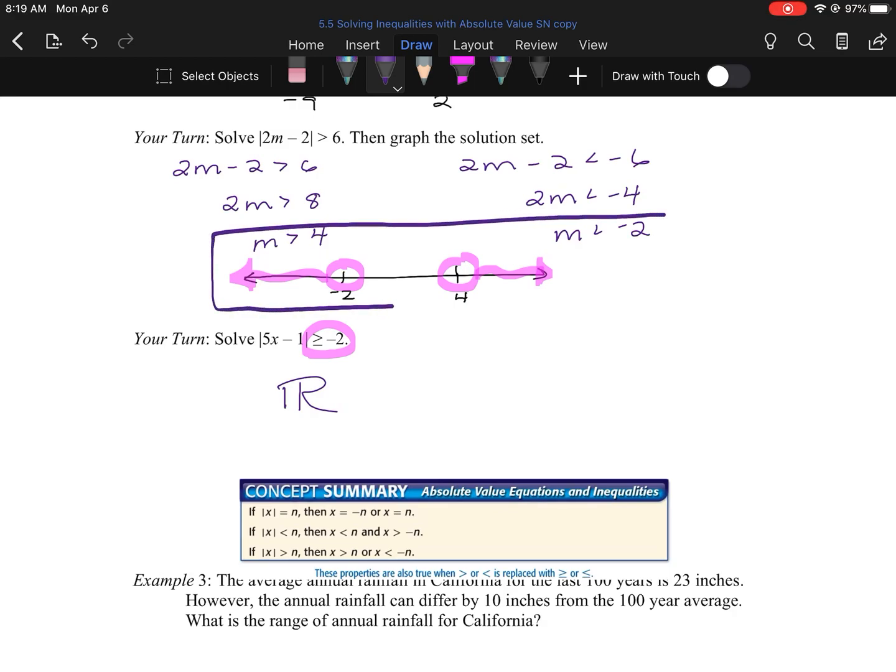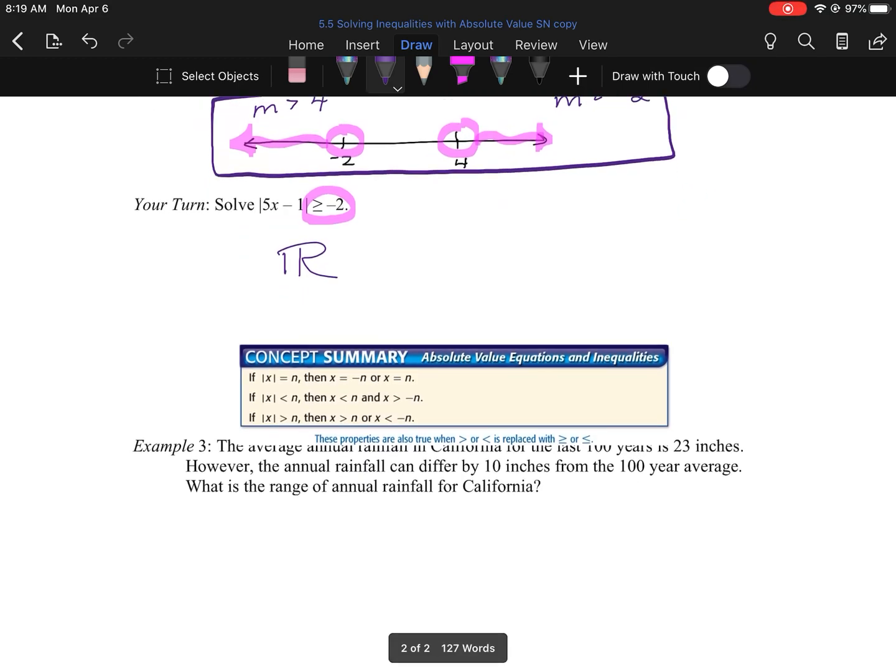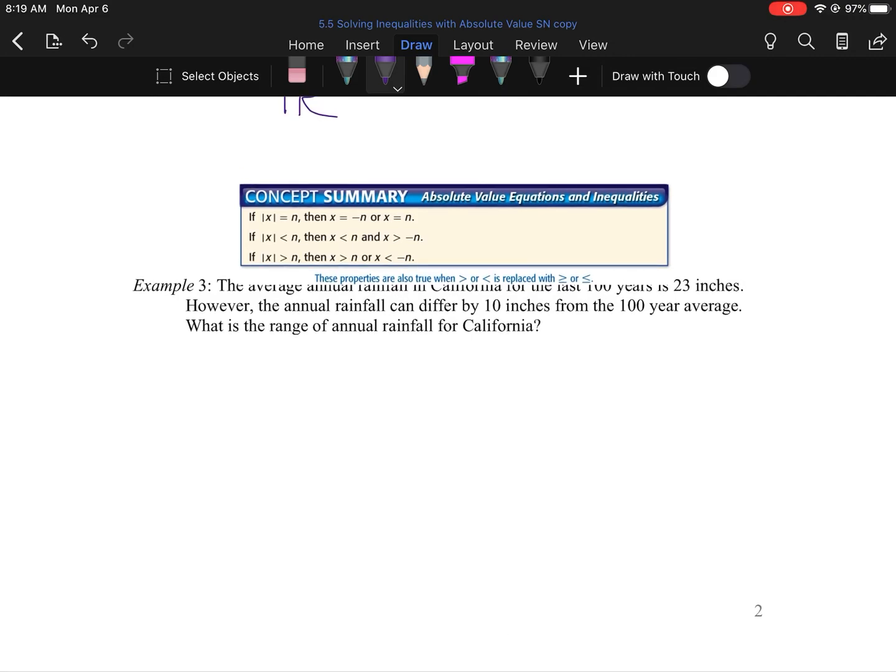All right, so you can see both your turns. I got a solution for the first one. Just going to go ahead and box my whole solution. And for the second, we ended up getting all real numbers. All right, so last example.